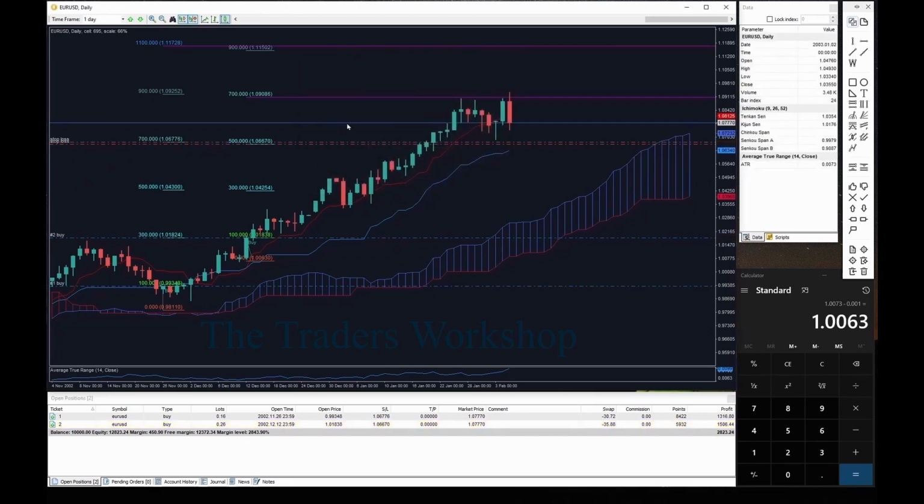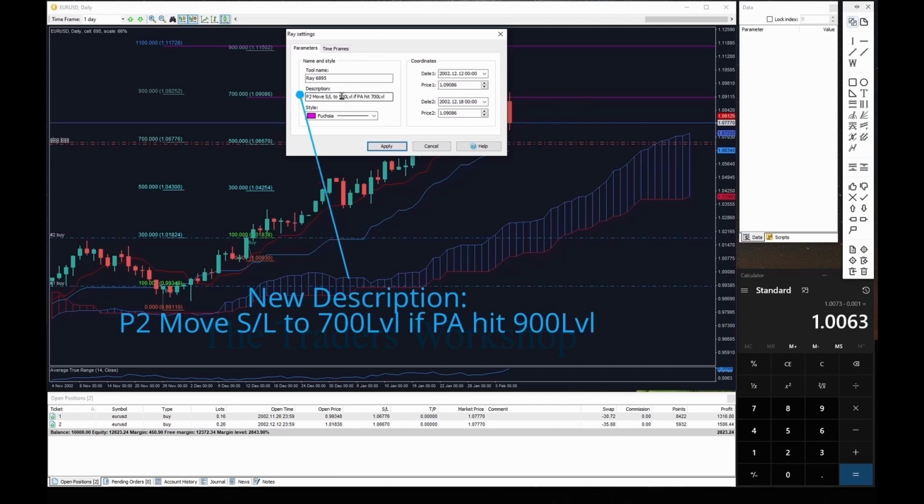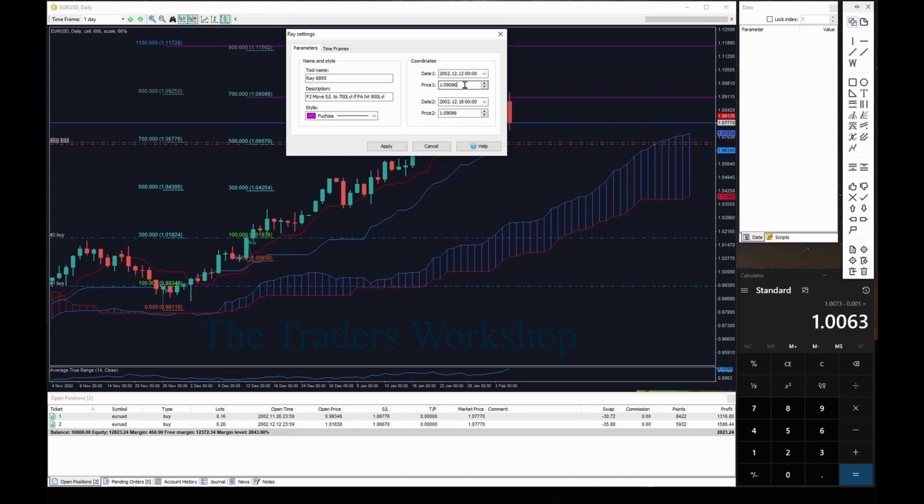Then, if you can remember, building the new profit-taking scenario. If the market continues the trend and hits level 900, we will move the stop loss to level 700. After that, updating the ray line's new description and new price level. The new description should be, move the stop loss to level 700 if price action hit level 900. And the next price level should be at 1.11502.